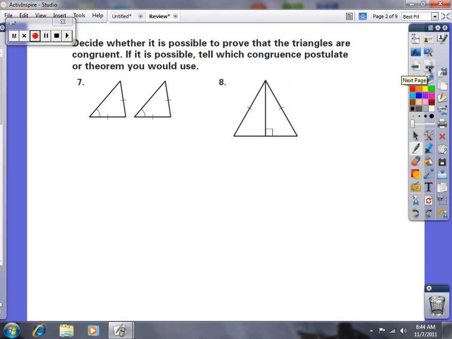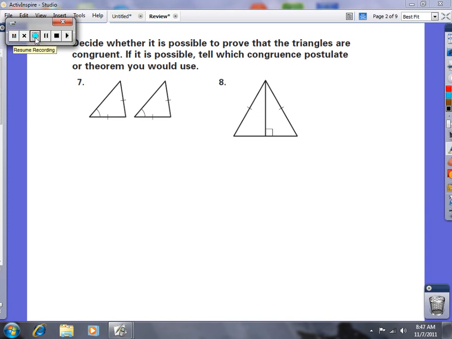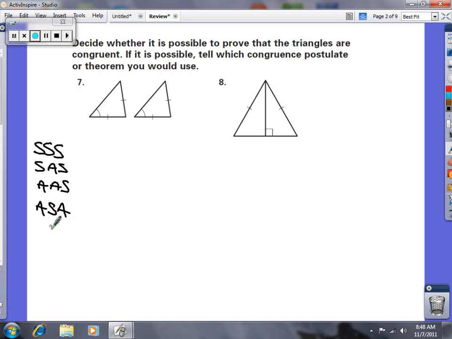Okay. You guys go on 7 and 8. The side-side-side postulate says if you've got 3 sides that match up, then the triangles are congruent. You've got angle-angle-angle, you've got side angle side, you've got angle side angle. Most of them are going to come from these 4. So let's see what you got on 7. On 7, you've got an angle, a side, a side. Is that going to fit any of the bottom order?